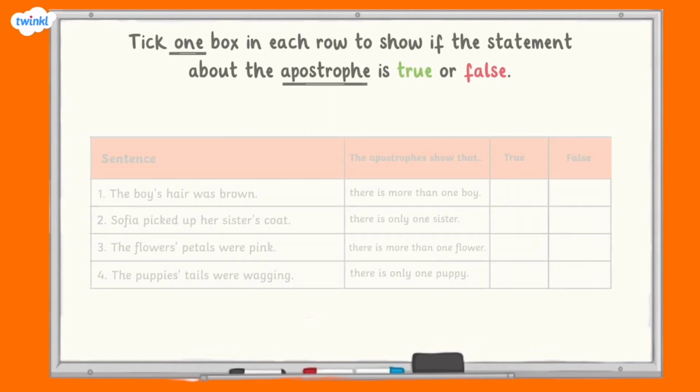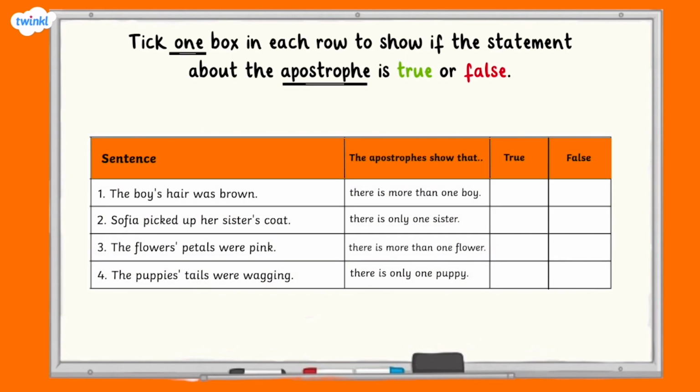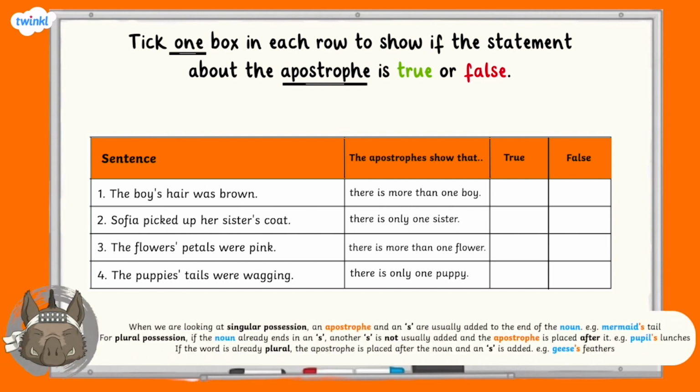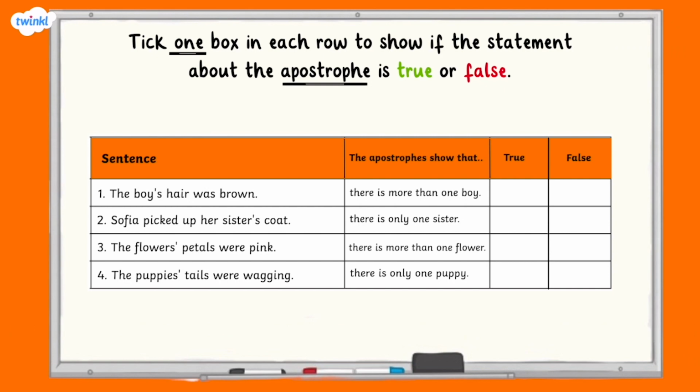In this next question, you're being asked to tick one box in each row to show if the statement about the apostrophe is true or false. Pause the video and press play when you have an answer. How did you get on? In sentence 1, the noun boy is singular, so it's false.